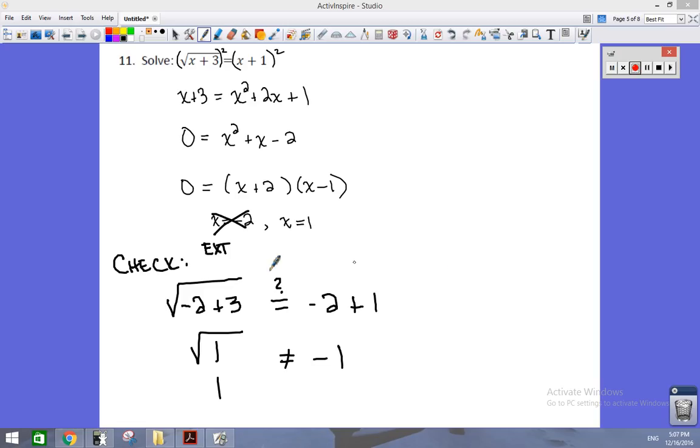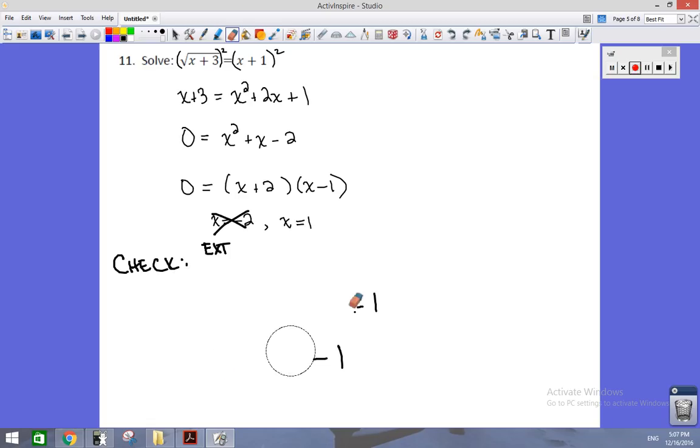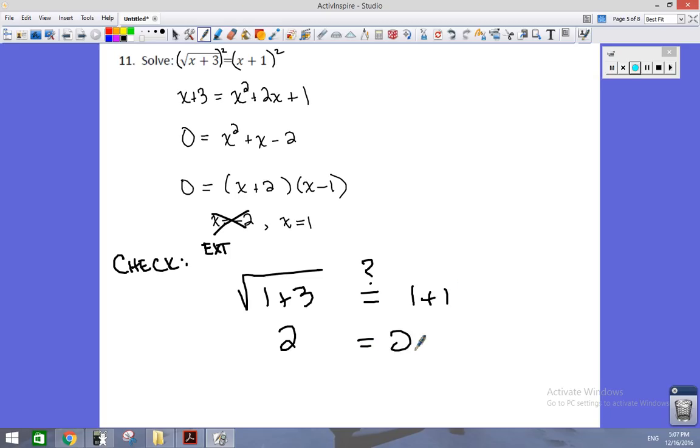All right, so let's check the other possible solution, x equals 1. So if we plug in 1 on the left-hand side, we've got the square root of 1 plus 3. Hey, that's the square root of 4, and the square root of 4 is 2. Question is, on the right-hand side, are we also going to get a 2? X plus 1, if x is 1, we've got 1 plus 1, and this time 2 does equal 2. It checks, so x equals 1 is the only value in our solution set to this equation.